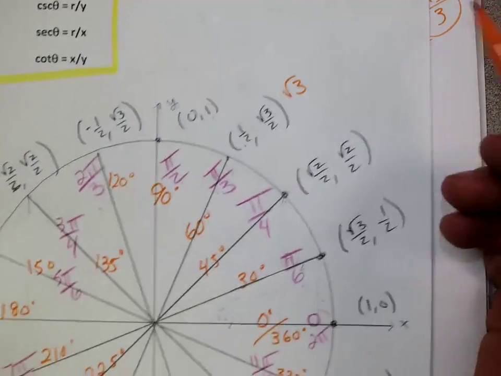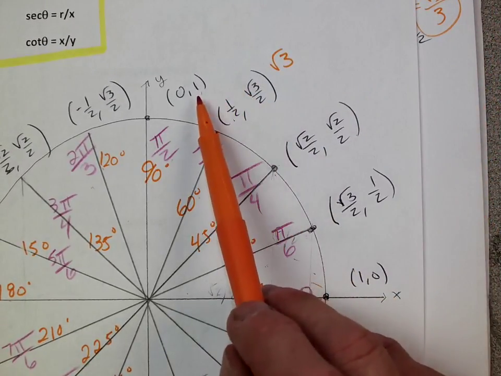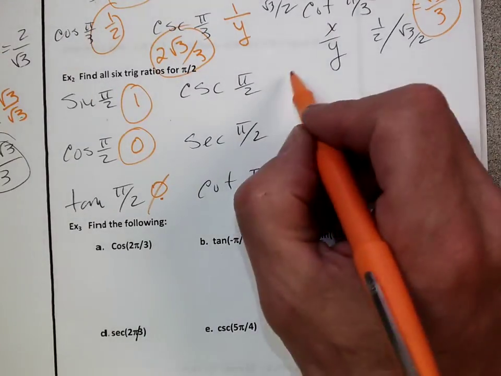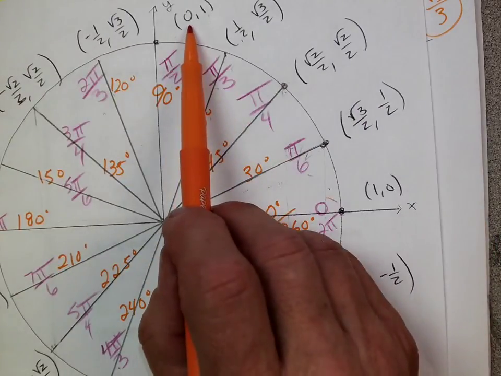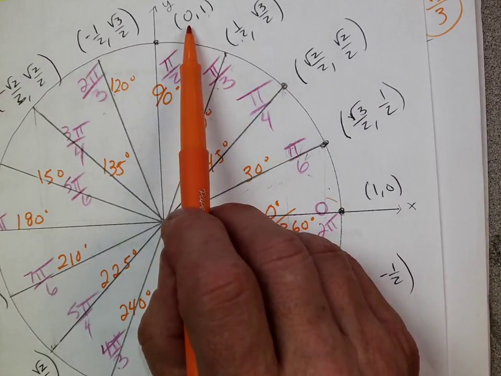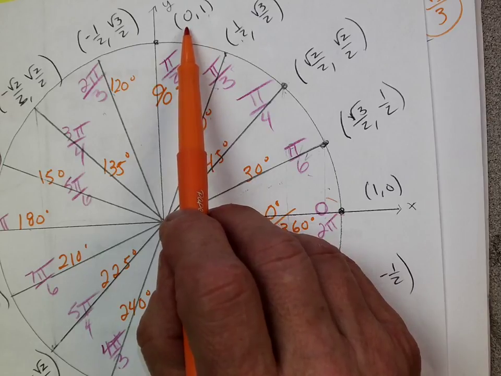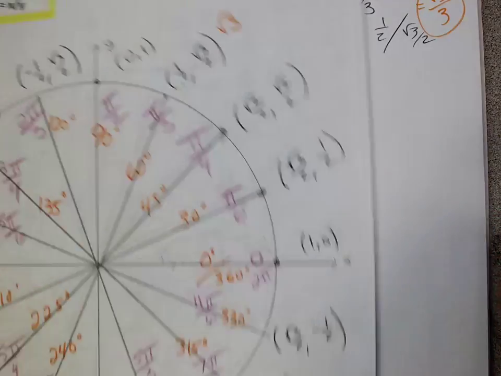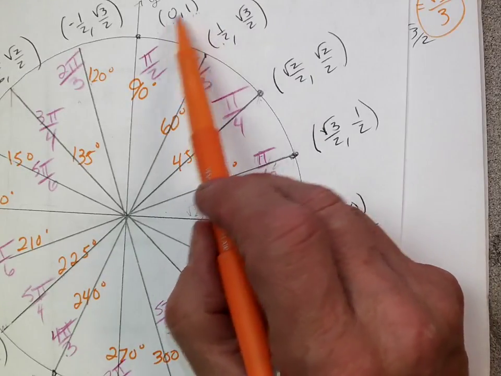Cosecant of pi halves. Well, cosecant is 1 over the y value, right? So 1 over 1 is 1. Secant of pi halves is 1 over the x value. 1 over 0 is bad. Very bad. Undefined, right? Cotangent of pi halves. Cotangent is going to be the x over the y, which is just 0 over 1, which is 0.